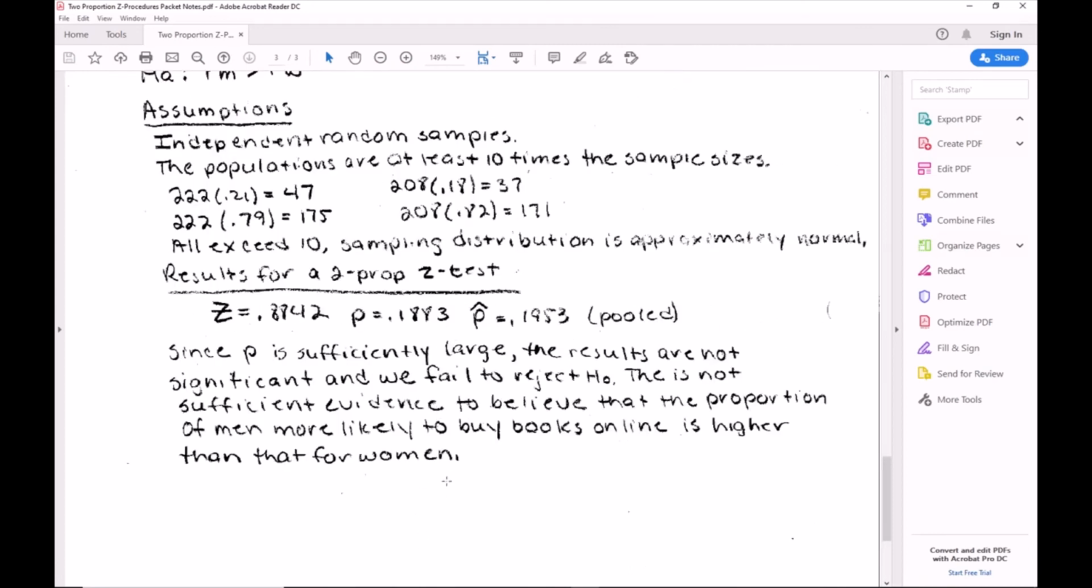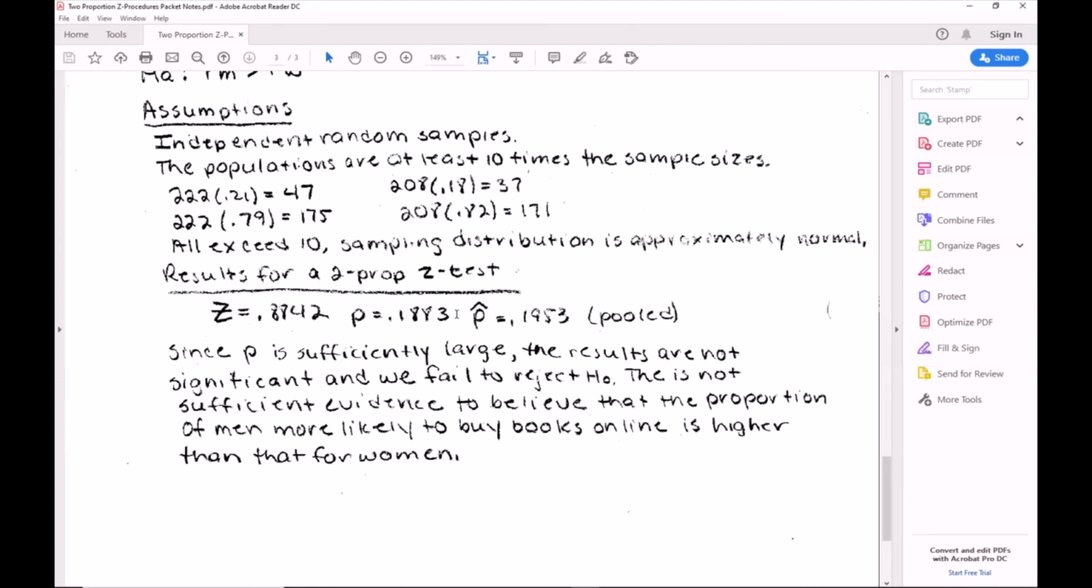Okay, so what do we do? Here's your p-value, 0.1883. And I asked the kids, is that fairly large? Well, it's not hugely large, but it's bigger than 0.05, right? So if you were to compare it to alpha, you would fail to reject. It's pretty close to 0.2, that would be 1 out of every 5 samples, which is not rare. That can happen all the time. Anything below 0.05 would happen less than 1 out of 20 times, and that's pretty rare.